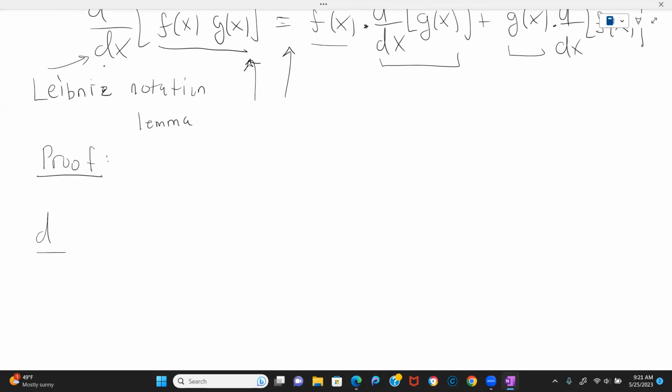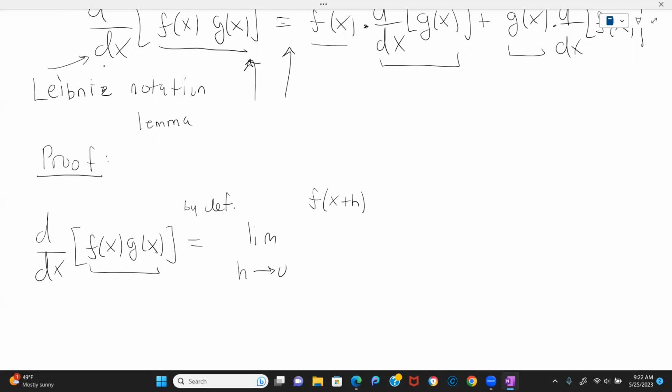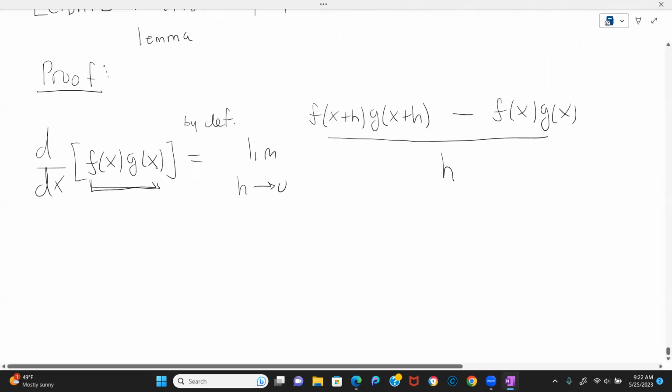So let's go back to the definition. The derivative of f of x times g of x is, by definition, the limit as h goes to zero of this thing evaluated at x plus h. So it's going to be f of x plus h times g of x plus h, and then minus the function itself, f of x times g of x. So this is just the definition of the derivative.